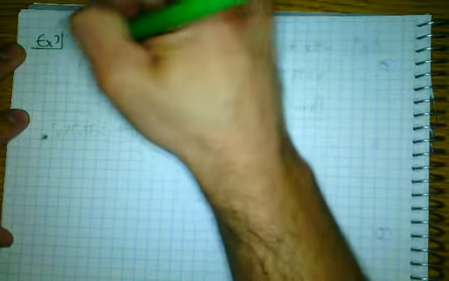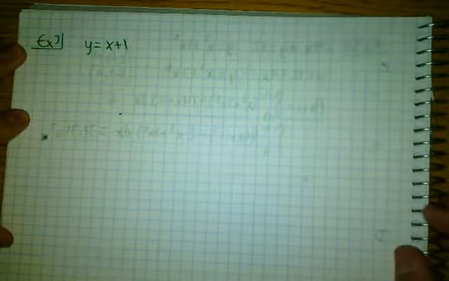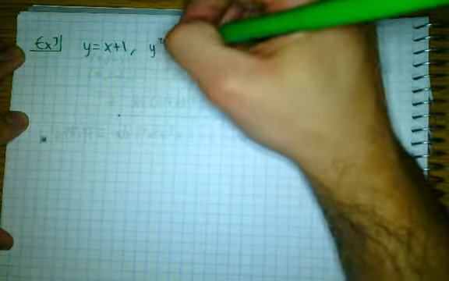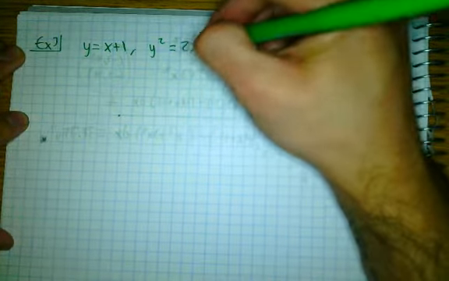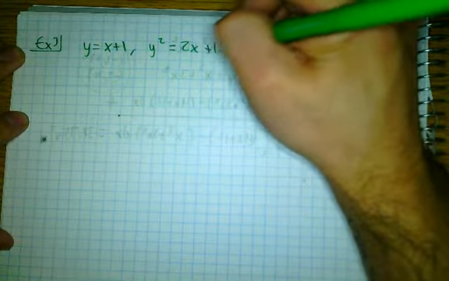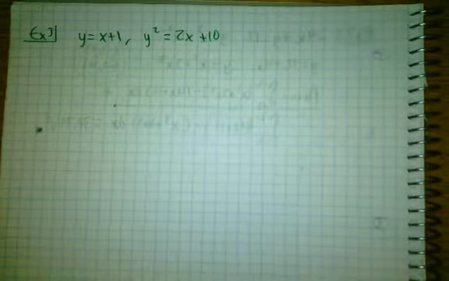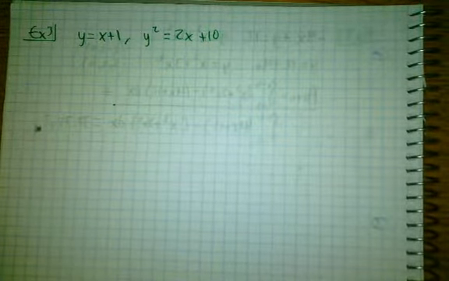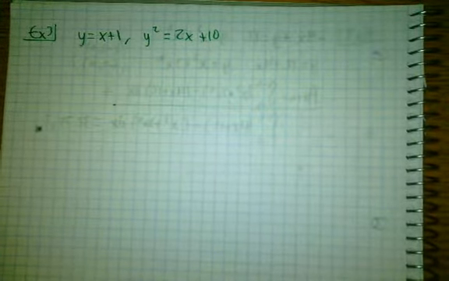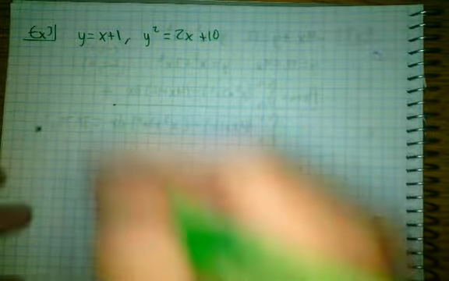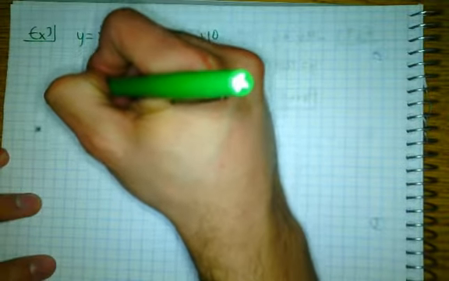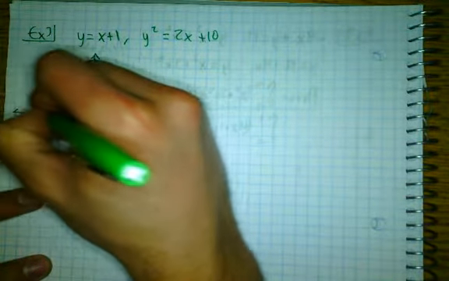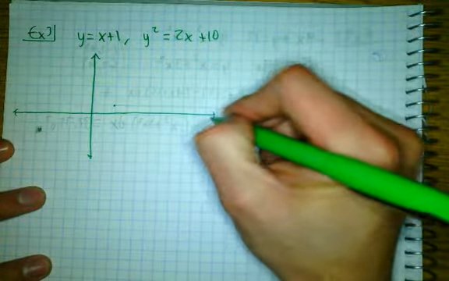We're going to do y equals x plus 1. Y squared equals 2x plus 10. So once again, we are interested in finding the area bounded between the two regions. So we need to sketch this out. Okay, so I'm going to go ahead and start sketching this out. So let's do this one together. So here's my x and y axis.